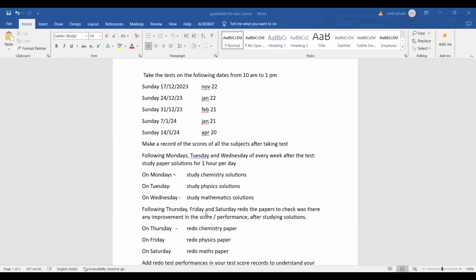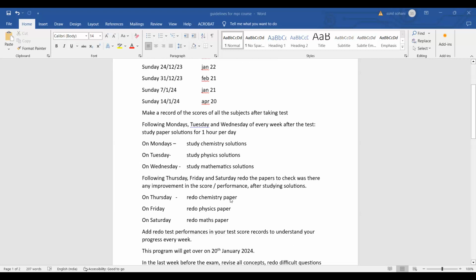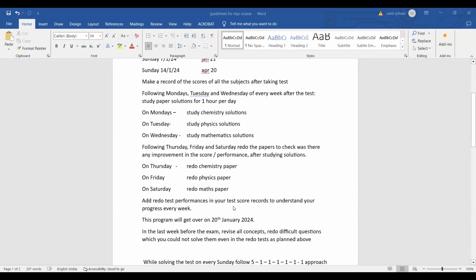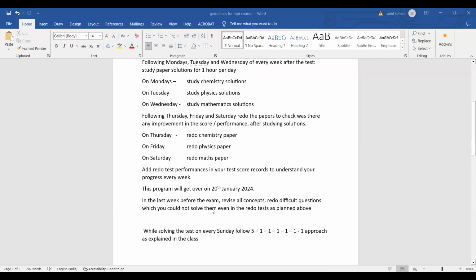But my point is, those who want to sincerely appear for this entrance test have to at least give 9 hours per week, and that is not too much time I am demanding. I hope all can do that much to get some success. When you continue this program, it will get over on 20th Jan, because after 14th January, the next 6 days will be studying and redoing the test. Then there is only 1 week left before the exam. So I advise not to solve any more question papers.